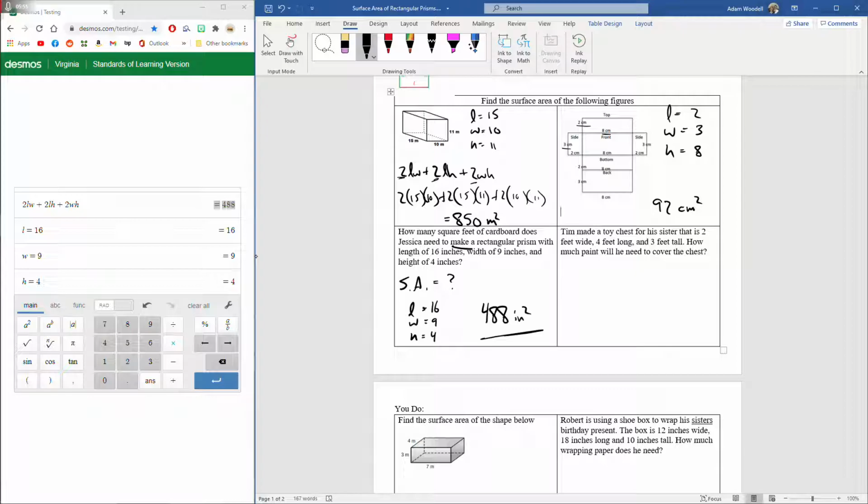We'll see what Tim is doing. Tim is making a toy chest. He needs to paint it. Again, painting, we'll get more into this next week, but painting is a surface area word. We're trying to cover the outside in paint. So again, I'm trying to find my surface area. I know what my length, my width, and my height are going to be. Length is 4. Width is 2. Height is 3. We already have our formula, so we just have to change the numbers. The length was 4, the width was 2, and the height was 3, and we get our final answer of 52 feet squared.